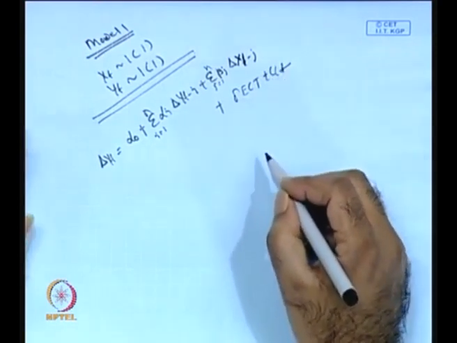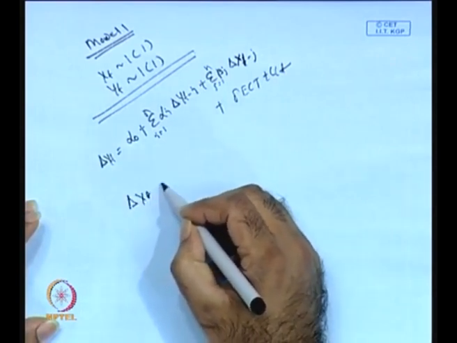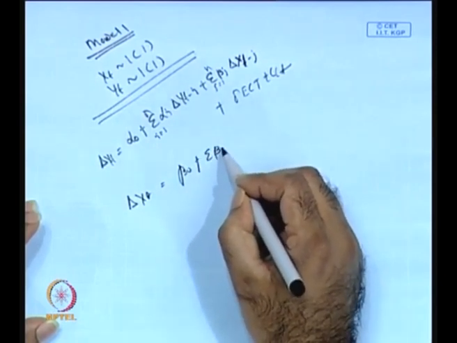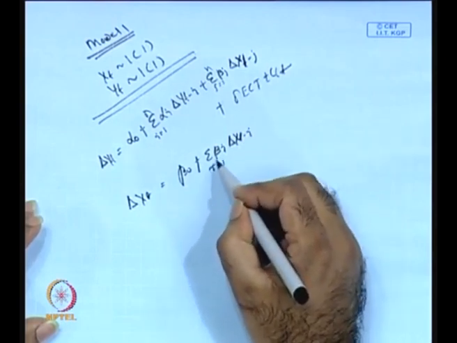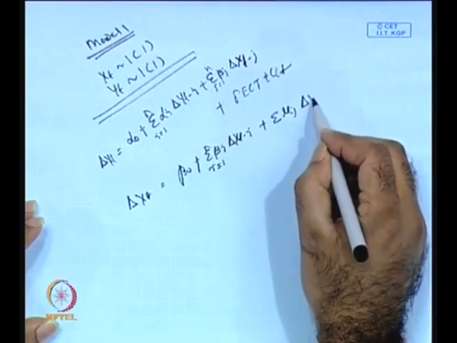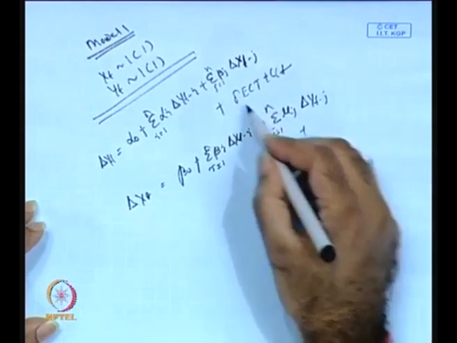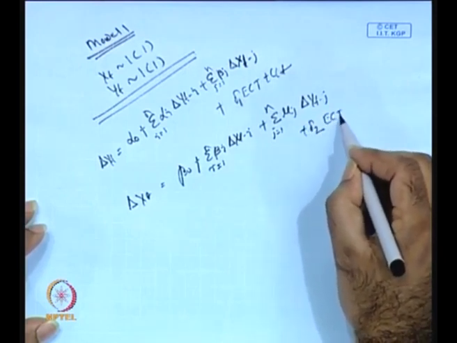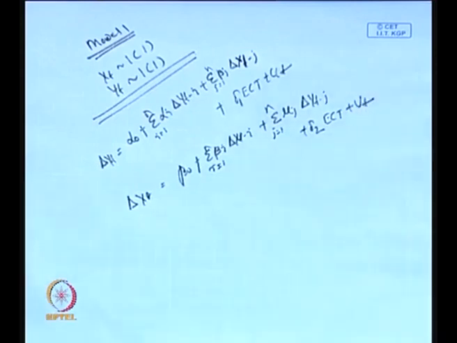This can be one model, and another model I will call delta x t, which is nothing but, let us say, beta 0 plus summation beta i delta x t minus i, i equal to 1 to n, plus summation mu j delta y t minus j, j equal to 1 to n, plus this I will call delta 1, this I will call delta 2, ECT plus v t. So, this is another form of the model.